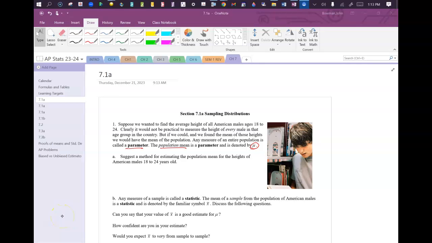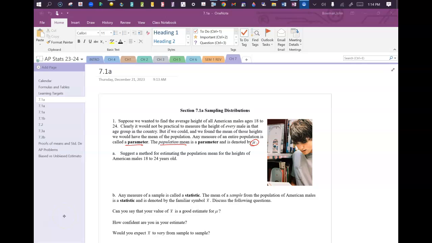In question 1a, why don't you pause the video for a minute and think about a method for estimating the population mean for the heights of all American males age 18 to 24 years old. So hopefully when you thought about 1a, you said something like, I would take a random sample and calculate the sample mean and use that sample mean to estimate the population mean. The idea of using the sample mean is that it hopefully is an unbiased estimate of the population mean.